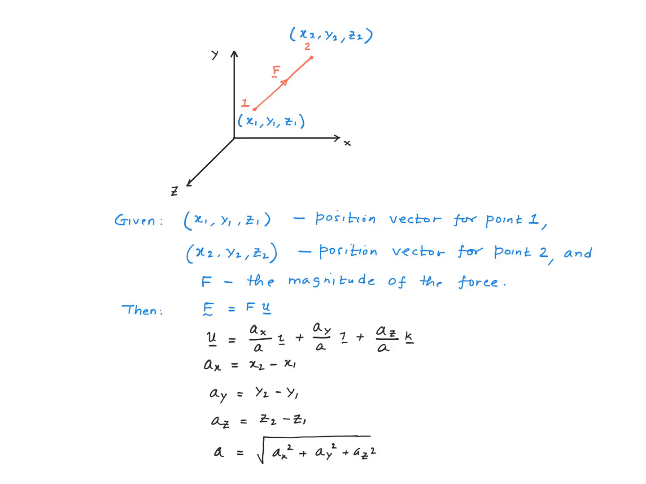Here are the details of representing the force in terms of its component form. Using the theory we talked about earlier, we find the unit vector by these equations, and then vector F will be simply equal to the magnitude of F multiplied by the unit vector from point 1 to point 2.